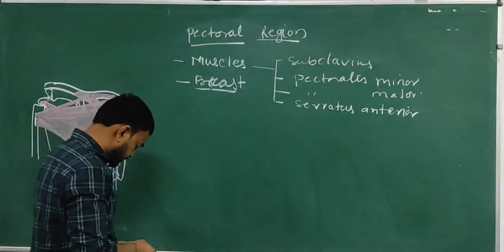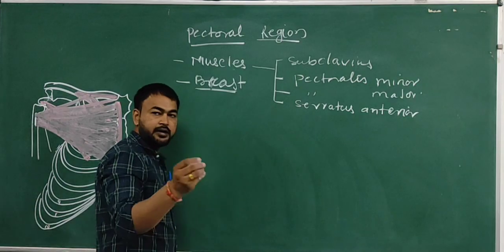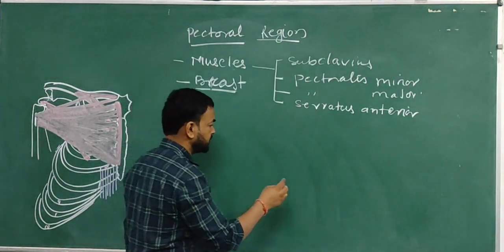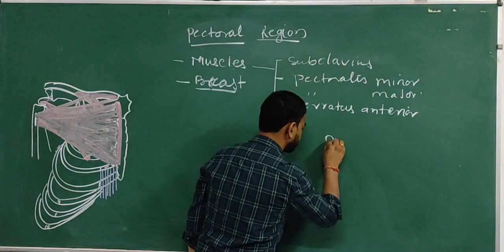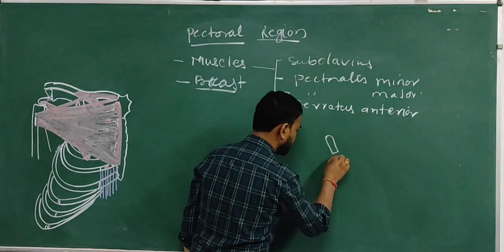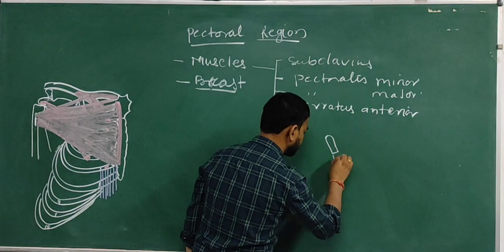The fourth muscle is not a muscle of the pectoral region, but it is counted as a muscle of the pectoral region. So this is the lateral view हम बना रहे हैं. So this is the manubrium and this is the sternum. Okay.